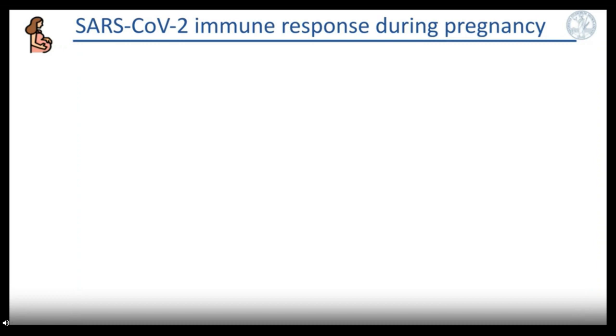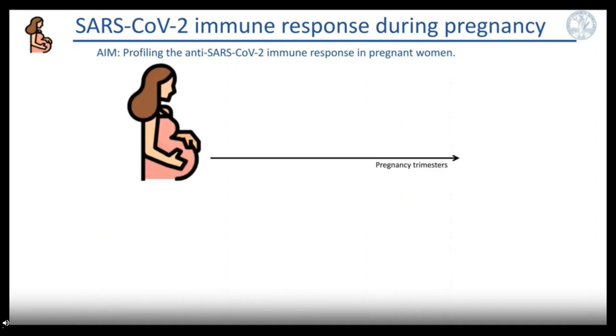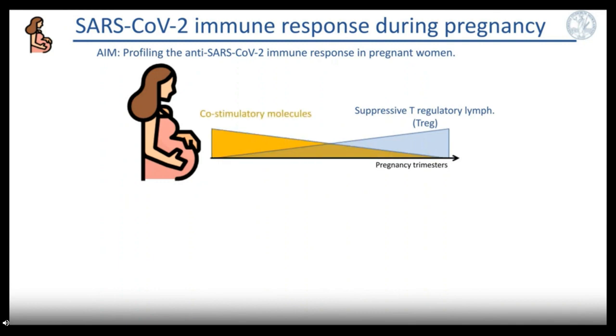As third and last study, we investigated the immune response against SARS-CoV-2 in pregnant women. It is well established that pregnancy induces deep changes in the immune system. This is part of the physiological adaptation of the female organism to the pregnancy and the immunological tolerance toward the fetus. Indeed, over the 3 trimesters, the suppressive T-regulatory lymphocytes are progressively more and more represented, while the expression of co-stimulatory molecules decreases over time.